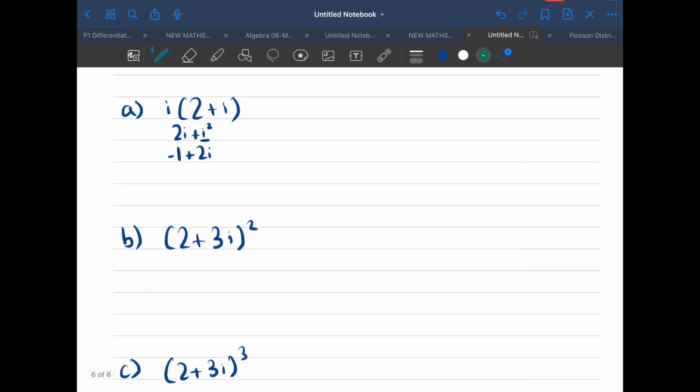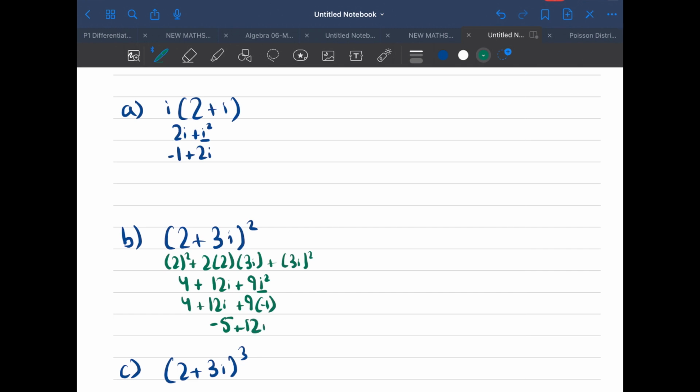How will I expand this? Sir, by an identity. It's going to be 2 square plus 2 into 2 into 3i plus 3i whole square. So that's 4 plus 12i plus 9i square. What does i square mean? Minus 1. So it's going to be 4 minus 9, what's that? Minus 5 plus 12 iota. Do you get this?